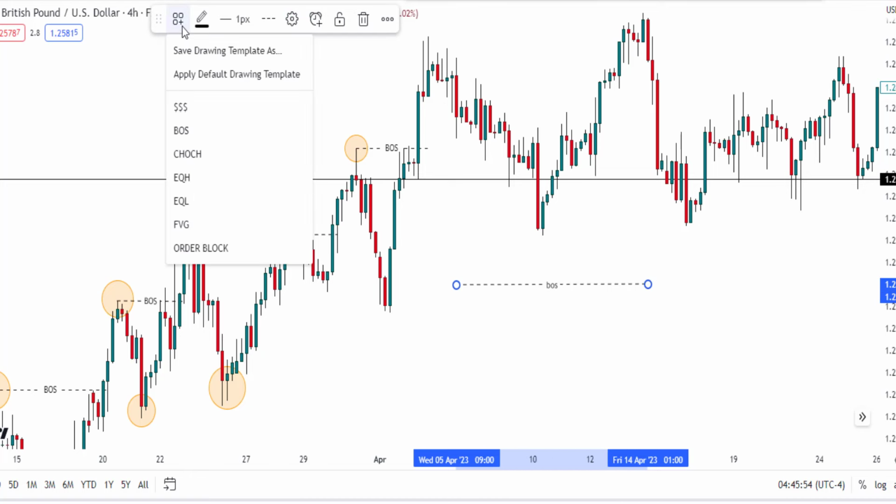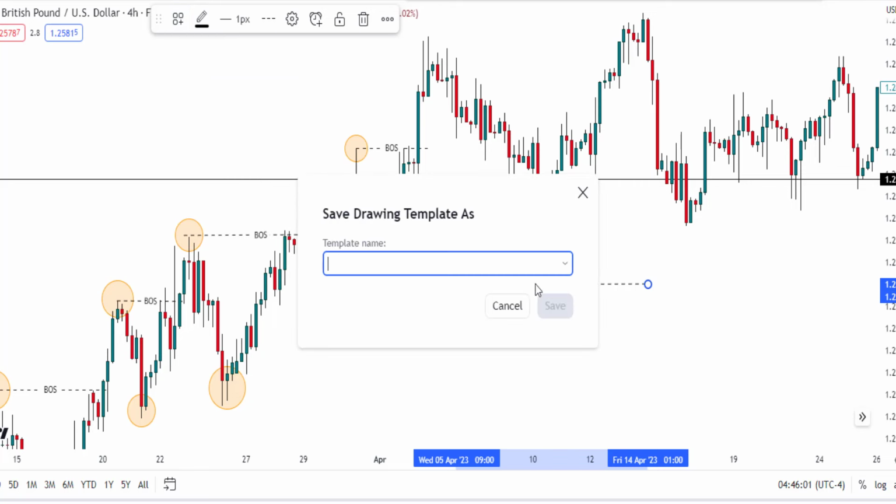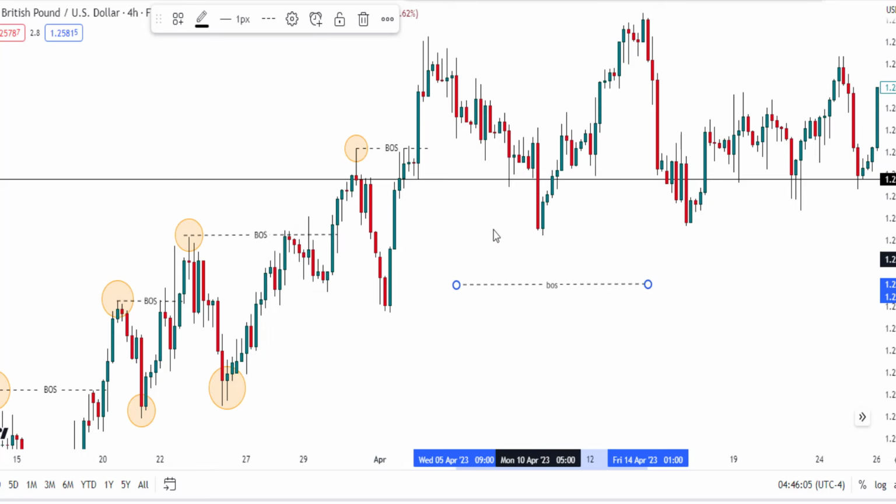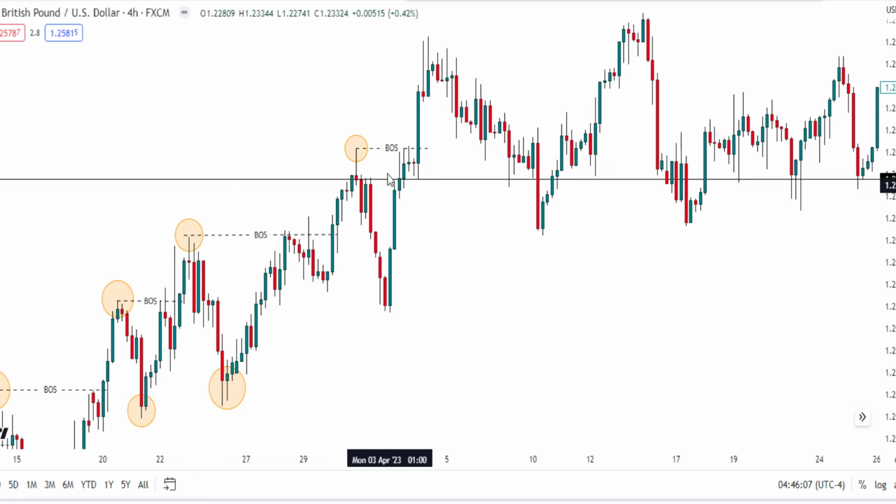So this is basically how to go about it. Or you can simply come here and go to where you can see save drawing template, and then save it. You can name it and it will be automatically saved. So whenever you draw a line, you can label it automatically. I hope you're getting knowledge in this.